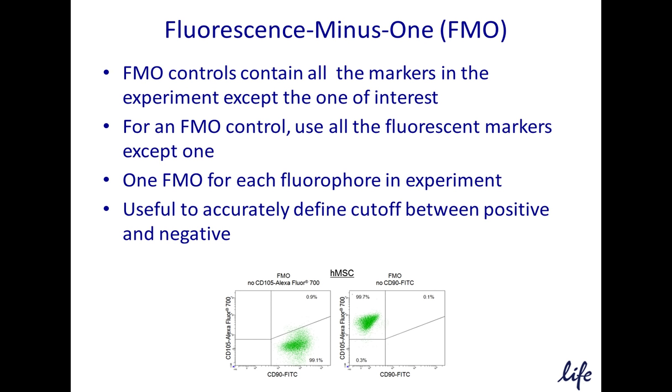The compensated data may result in an unexpected distribution or spread of data that precludes the adjustment of the signal to the level of the autofluorescence found in the unlabeled cells. So the use of staining controls that include all reagents except for the one of interest allows for a precise definition of the delineation of positive and negative populations.